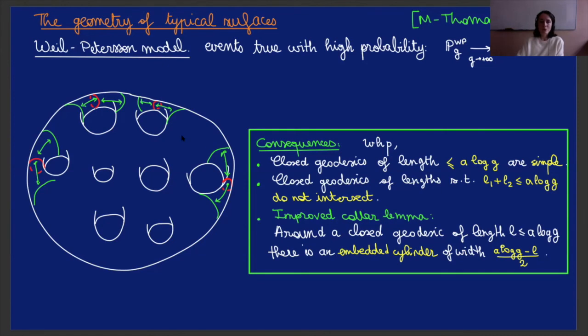The problem is that the longer the geodesic is, the thinner the cylinder is. And thanks to the tangle-free hypothesis, you can actually make this a lot better. You can find an embedded cylinder of width a log g minus L over 2, which, if L is b log g with b small, let's say if L is a over 2 log g, is going to be logarithmic. It's going to be a very, very big cylinder.